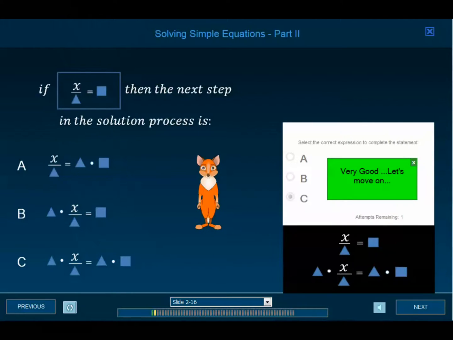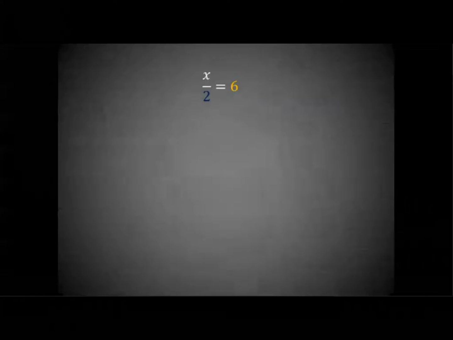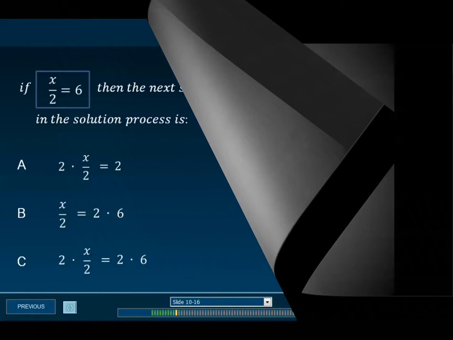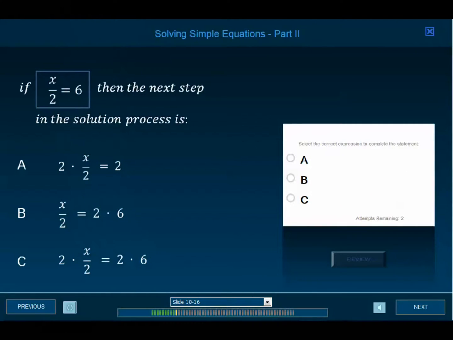Very good. If we are at this step in the solution process, let's look at an example. We have x over 2 equal to 6. It makes sense if we have x being divided by 2, that if we want to make this talk about x all alone, we should multiply by 2. X over 2 equals 6. Then the next step in the solution process is which of the following?